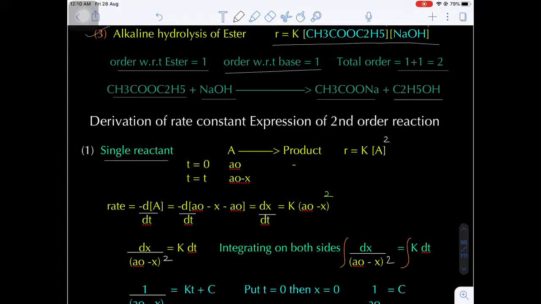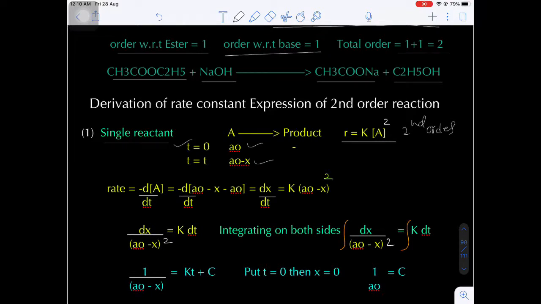So reactant A gives product. Now the initial concentration of reactant is A0, and at a certain time interval t, it is A0 minus X. Okay. Now R is equal to K into A square. This corresponds to which order expression? Second order kinetics expression. Now the rate expression, minus dA by dt equal to dx by dt, is equal to K times (A0 minus X) to the power 2. Why am I taking the power 2? Because we are discussing second order kinetics.